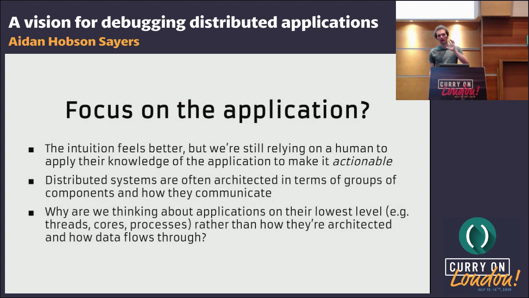So if we look at how distributed systems are designed, they're often in terms of groups of components and then how these groups of components actually interact with each other. Why are we thinking about these applications on their lowest level in terms of threads, in terms of Linux processes, in terms of nodes, rather than conceptually at their architectural level, and how data flows through them?